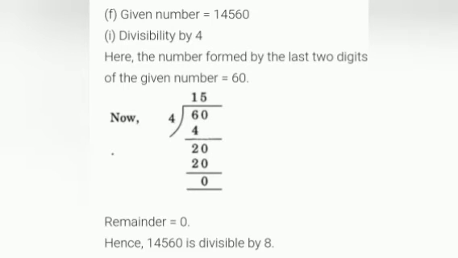See the next one, 14,560. Test of 4, what is it, take the last 2 digits, 60. 60 is completely divisible by 4, remainder 0, therefore it is divisible by 8 also.